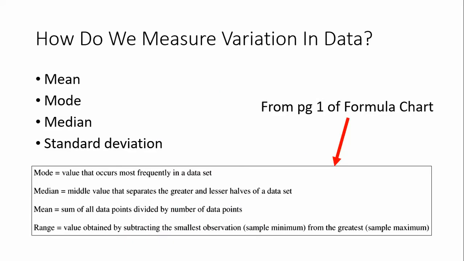So how do we tend to measure the variation in data? What are some of the common statistics we use? Well, for variation, we tend to use things like mean, median, mode, and then standard deviation as well. Or if you're thinking back to what you may have learned a long time ago in math, mean, median, mode, and range are also some of the things that are used.